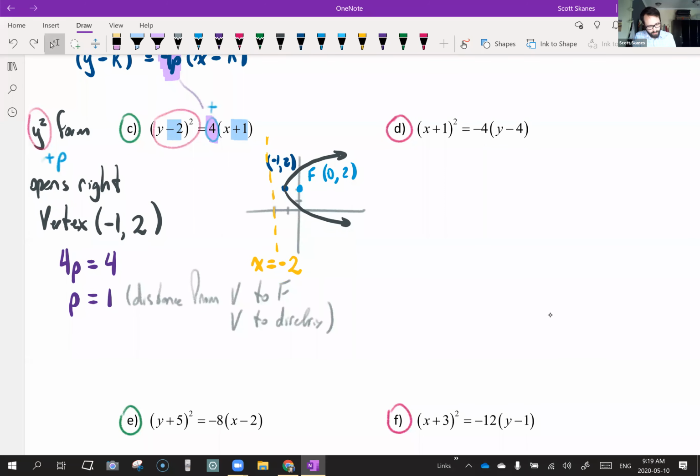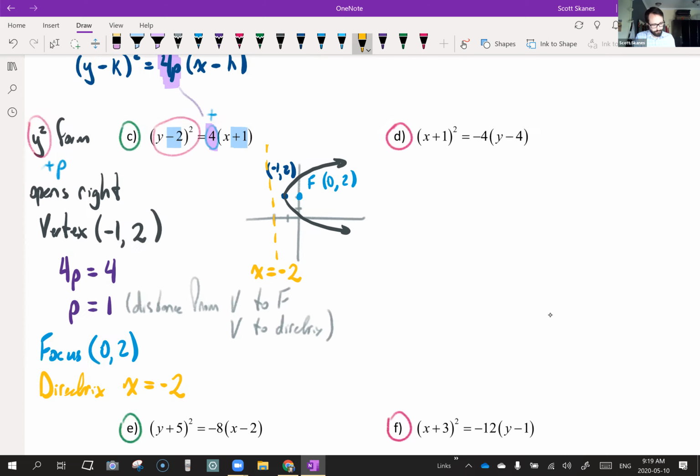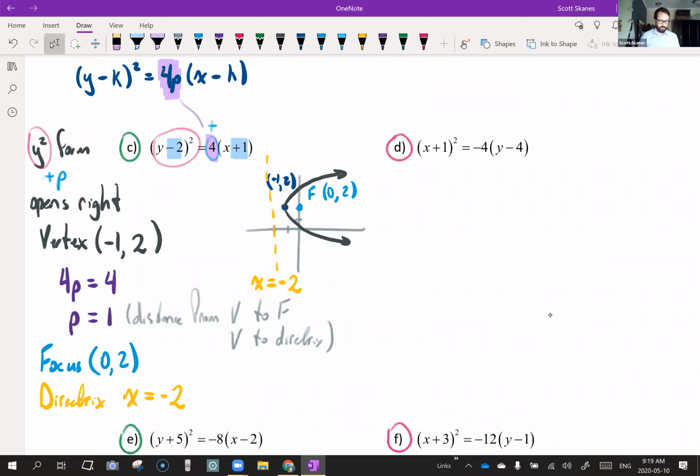So let me fully write out everything that I have. Focus, what's the actual coordinates? It's 0 and 2, and the focus is a point. The directrix is a line, and the line is x equals -2. The directrix will have the same letter as our term that touches p in our equation.